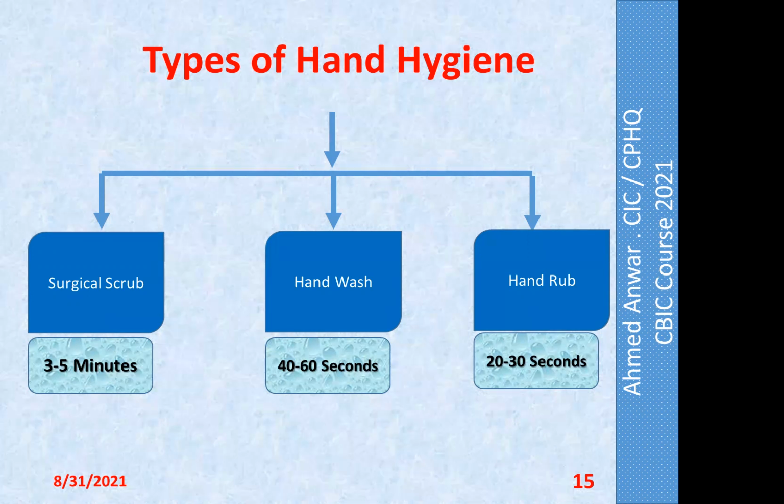Hand washing uses water and soap, and hand rub uses gel or alcohol. And this is the duration for each type of them. This duration is called contact time. The contact time is very, very important to allow the disinfectant to kill or remove the microorganisms.